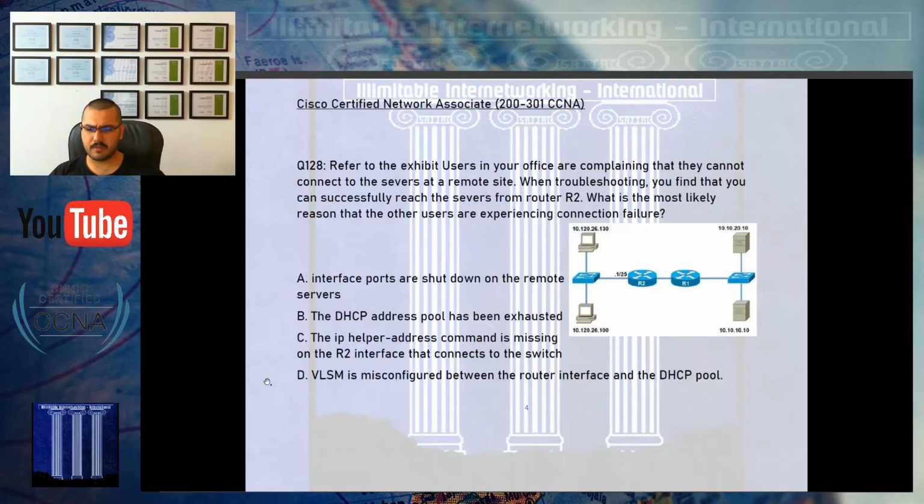Let's go back. D, VLSM is misconfigured between the router interface and the DHCP pool. Yeah, that will definitely be correct. Why? Because these two PCs are on the network 10.120.26.130 and 100-something, and the gateway says that it's 10.120.1. It should be 10.120.x.1.